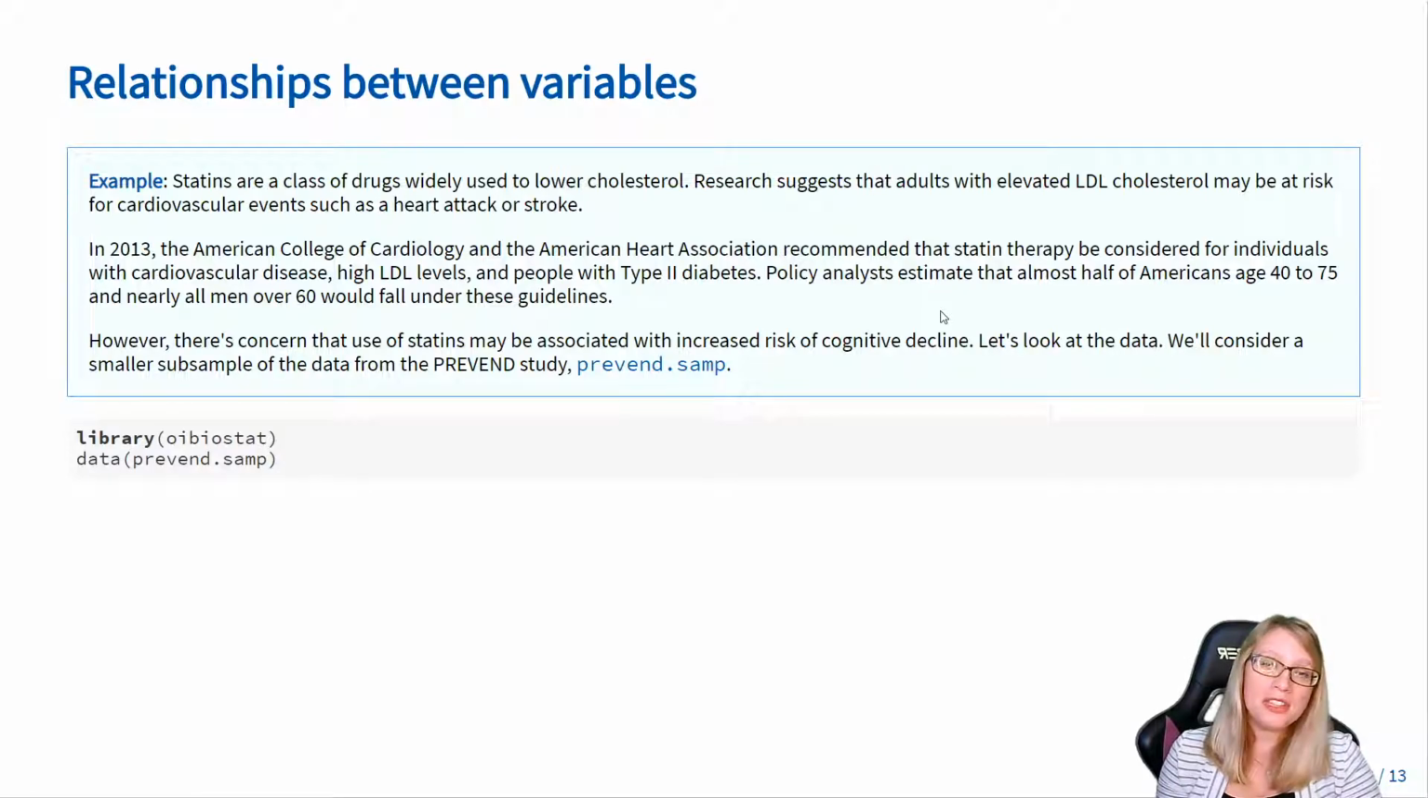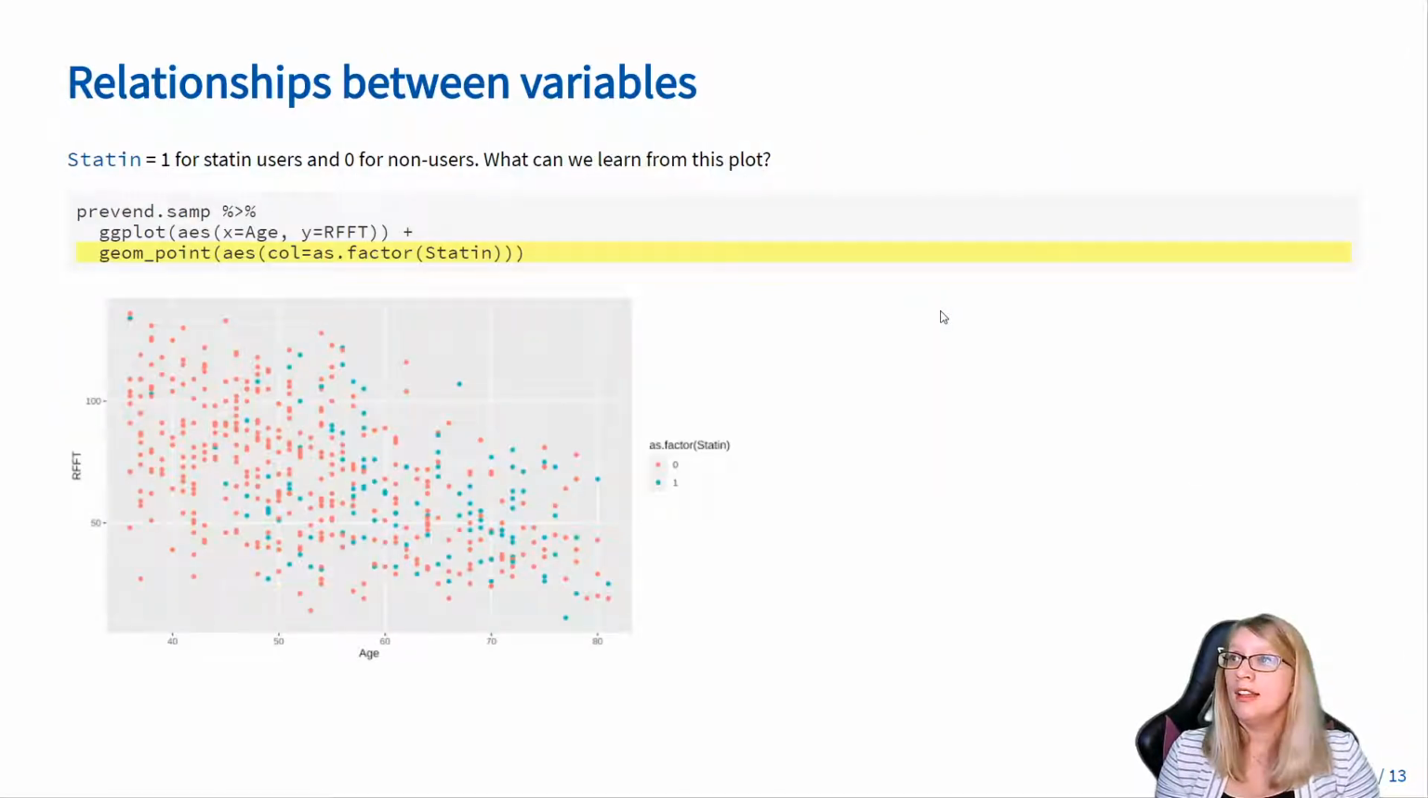So we'll look at the data by considering a smaller subsample of the data from the PREVEND study. Our data set's called prevend.samp. I do want to really emphasize here that we're using a smaller subsample of the data not for accuracy purposes, but for illustration purposes, so that we can more clearly see the individual points in the data. So we'll get this data from the OI Biostat library in R. Let's go ahead and start visualizing this.